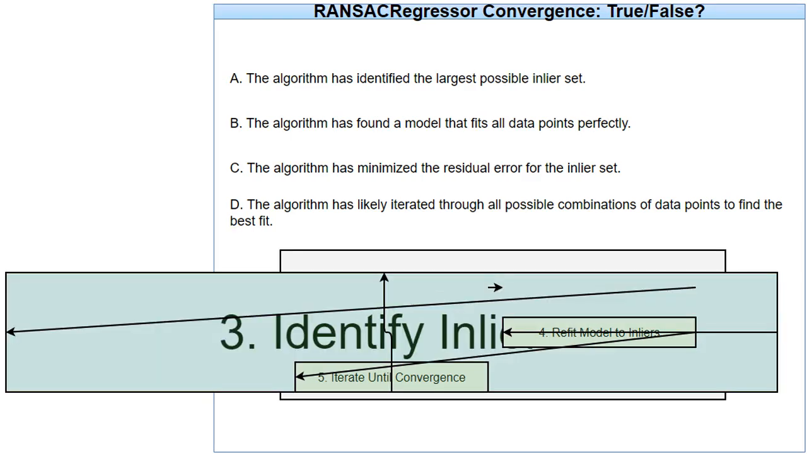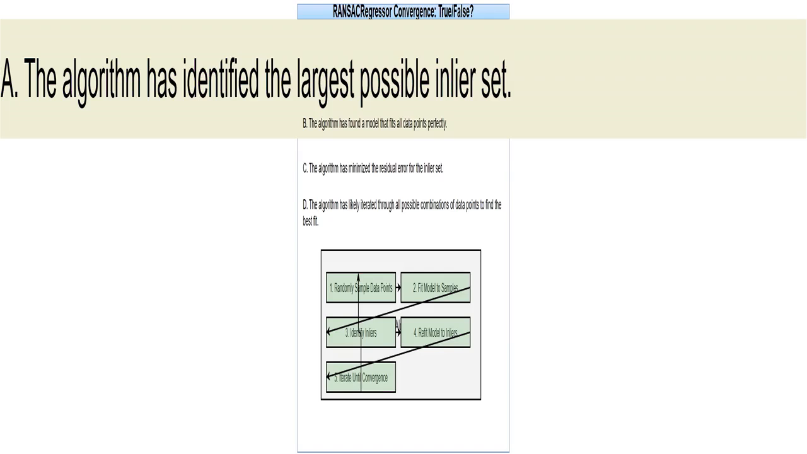Using only the points identified as inliers in the previous step, I refit the model. This step helps refine the model, as it's less affected by outliers. Yes, that's exactly right. RANSAC's main goal is to minimize the error only for the data points that fit the model well, the inliers, ignoring the outliers.